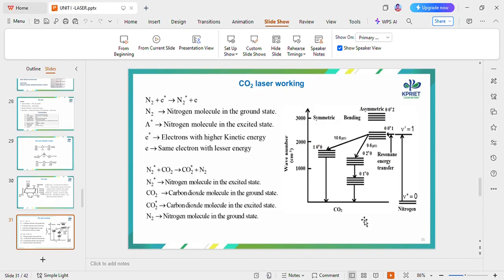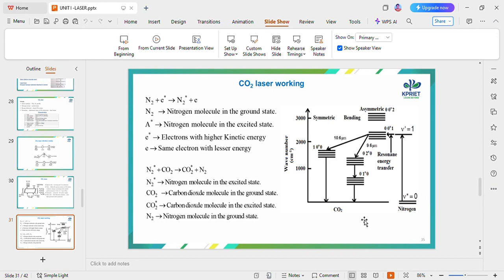And what is the working of the carbon dioxide laser? The carbon dioxide molecule moves in these three modes of vibration: asymmetric stretching mode, bending mode and symmetric stretching mode. The asymmetric stretching mode is denoted by 002, the bending mode is denoted by 010 and 020, whereas the symmetric mode is denoted by 100.